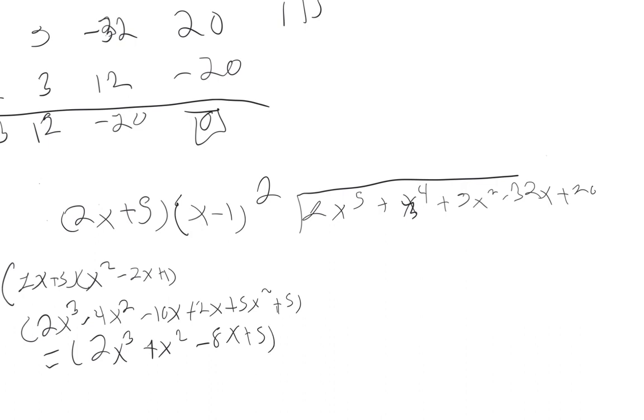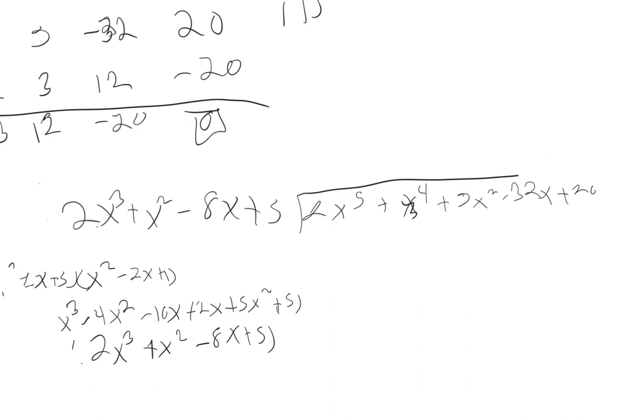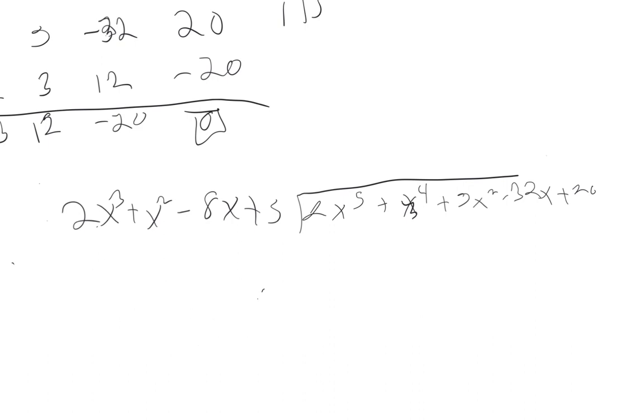Okay, so now I'm going to take this up here. I'm going to rewrite this and then erase the rest of it. So we have 2x cubed plus x squared minus 8x plus 5. We're going to erase our work from earlier. Great. Okay, now we can actually do the long division.